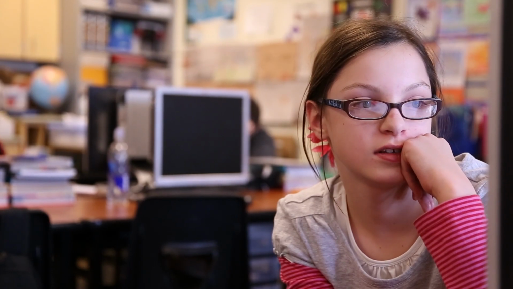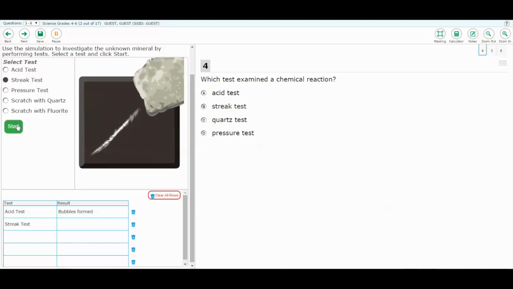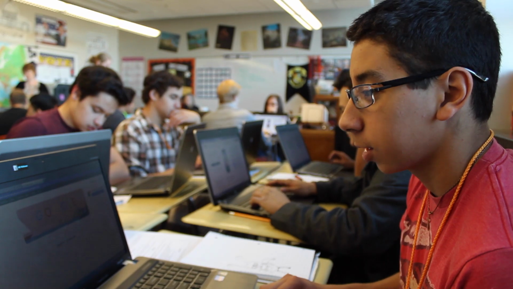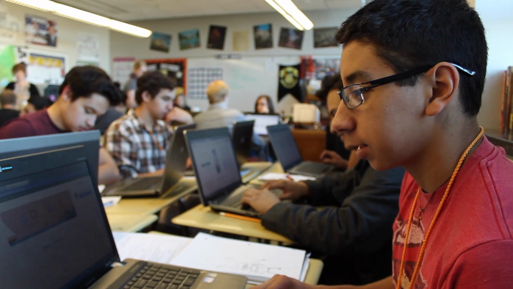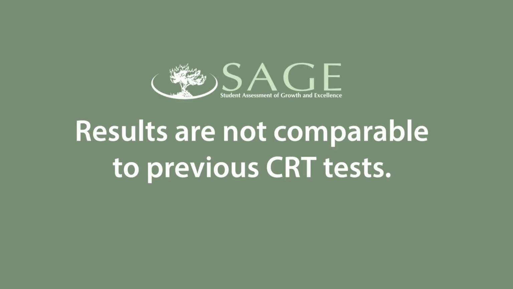SAGE is taken on a computer and is adaptive, meaning questions adjust depending on the proficiency of the student taking the test. Questions are not all multiple choice. SAGE focuses on critical thinking and problem-solving through the use of constructed response questions. SAGE identifies specific areas of growth for students of all academic abilities. The results are not comparable to previous CRT test results.